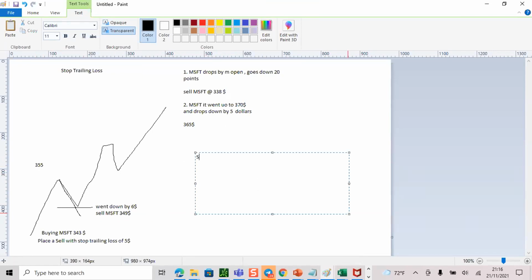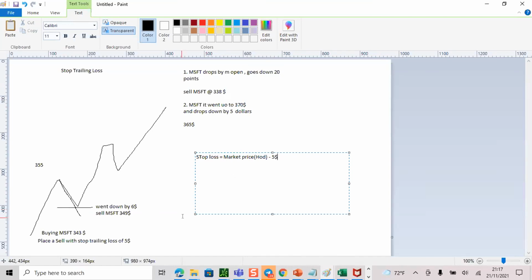The stop loss for a stop trailing loss is like market price minus $5, right? This market price is very dynamic. The moment the market price goes down by $5, it just drops out. So usually what happens, this is like the high of the day. Most of the time, this is the high of the day. The moment it goes to the high of the day and then drops by $5, you will be selling at that particular price.